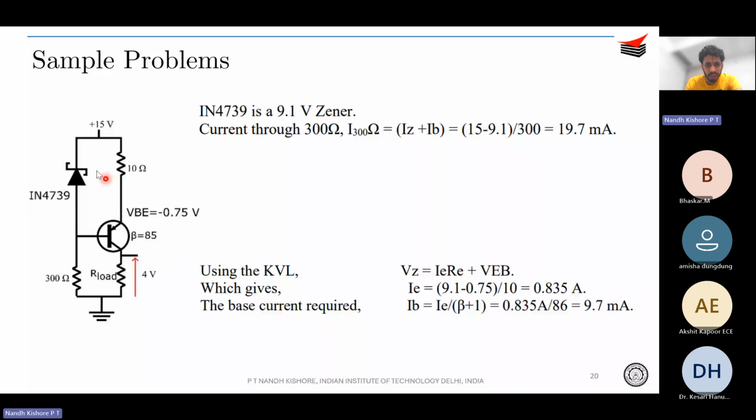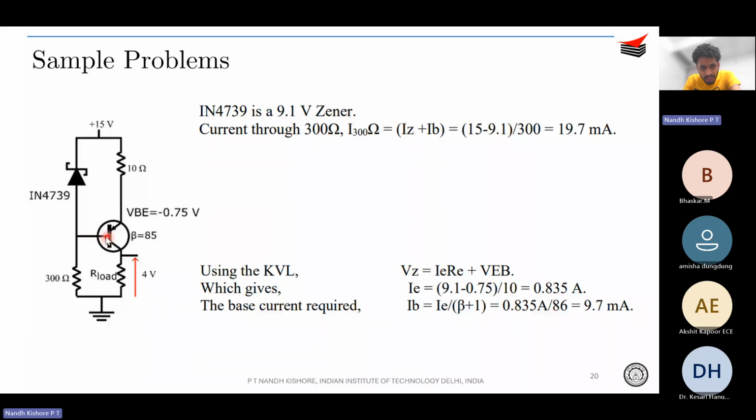So you find out what is IE. IE is found from this KVL itself. IE is simply VZ 9.1 minus VEB, that is 0.75, divided by 10, so IE turns out to be 0.835 amps. Therefore, the base current is obtained by the beta relationship, IB is equal to IE by 1 plus beta, that is 9.7 milliamps. That is your base current.